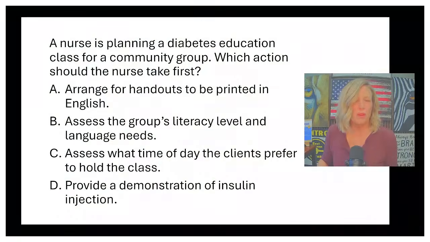They are in here with me, but all right, so these are pretty straightforward, pretty fundamental communication questions. A nurse is planning a diabetes education class for a community group. Which action should the nurse take first? Which means more than one could be something I would do. The question is, what would I do first? Arrange for handouts to be printed in English. Okay, fine. Assess the group's literacy level and language needs. Does anything about cross-cultural? Oh, well, that would be better to do before I do A.